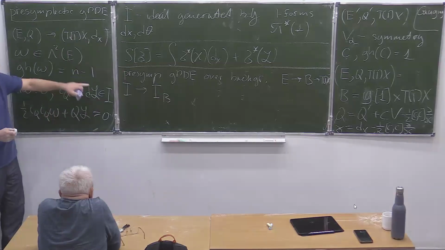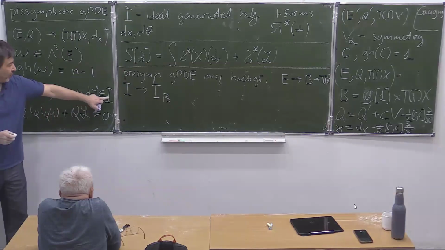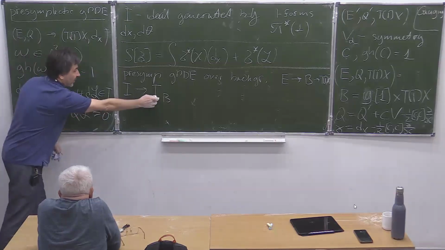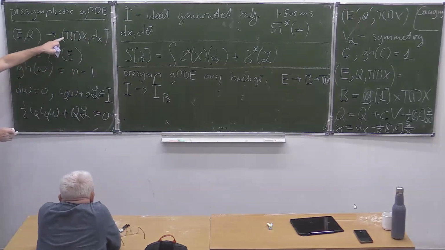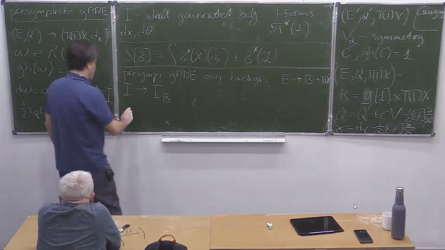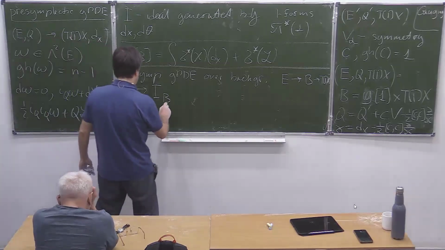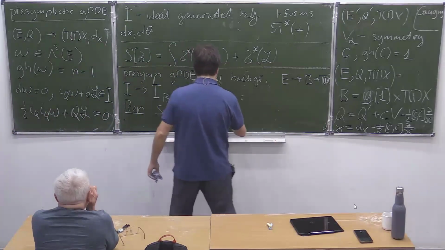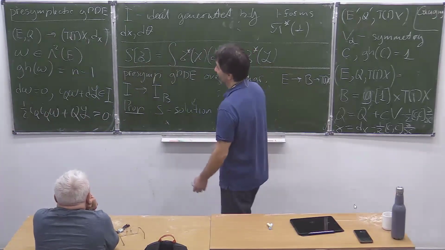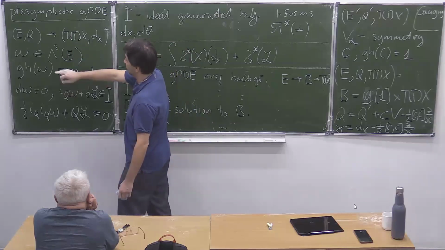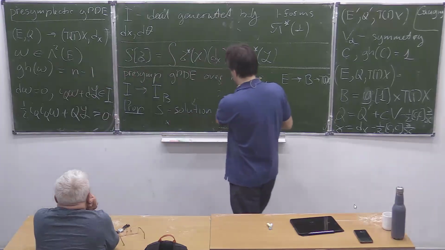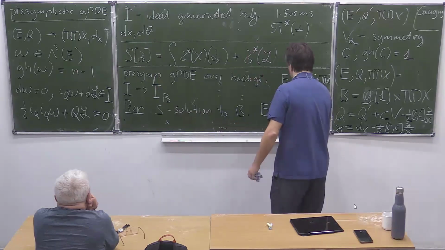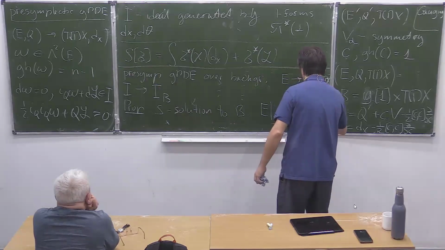So now this equality holds modulo forms on the total space E, holds for forms pulled back from the base B, not from T1x. And then there is a statement that if S is a solution to B, because I don't require any symplectic structure to sit on B, on the background, then E restricted to S is a presymplectic GPDE.